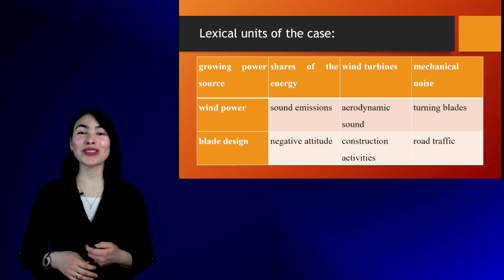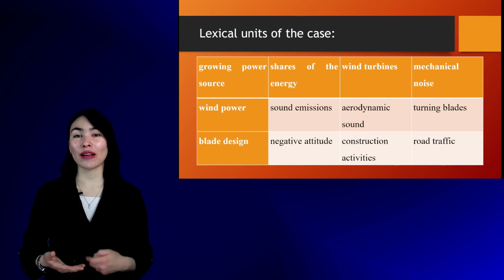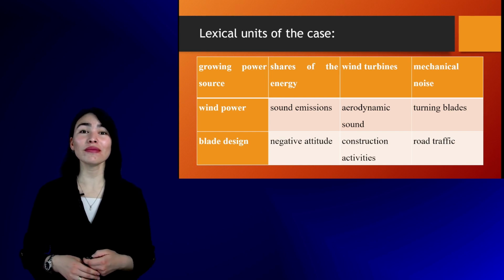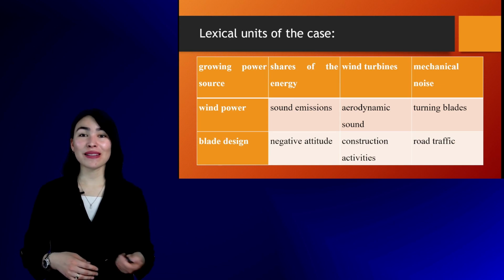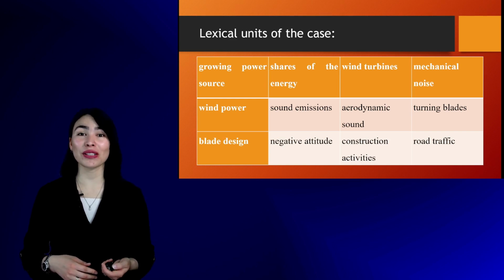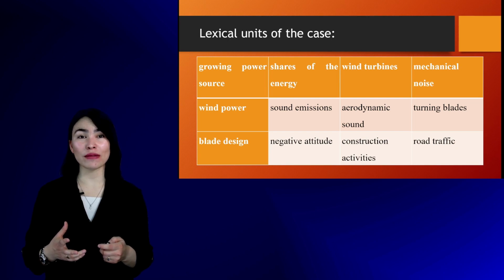Wind turbines. Wind turbines are the equipment that uses wind to produce another form of energy. Mechanical noise. Mechanical noise is the noise connected with the equipment itself. Wind power. This is wind energy. Sound emissions. Sound emissions are that kind of mechanical noise coming from the equipment and other sources. Turning blades are a part of the wind turbines. Usually mechanical noise and sound emissions can come from turning blades.